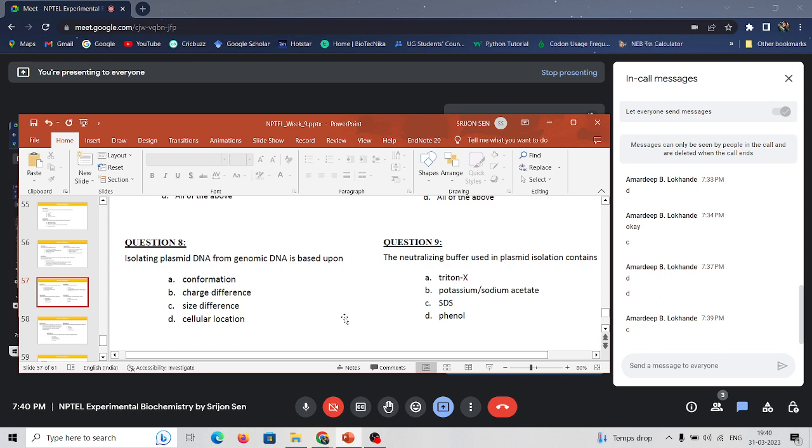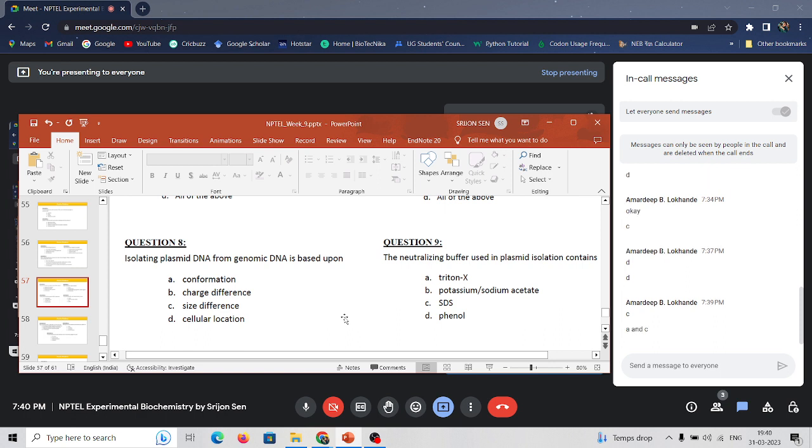Okay, so for this question, sorry, yes, your conformation will vary and your size difference will vary, not the charge. So A and C both are correct, right? There is no charge difference actually playing a role over here. So size and conformation is correct.